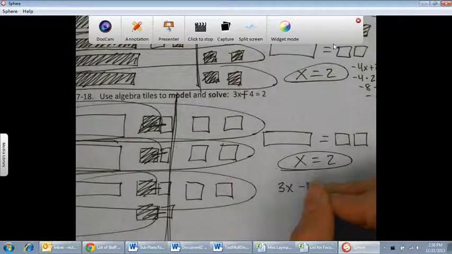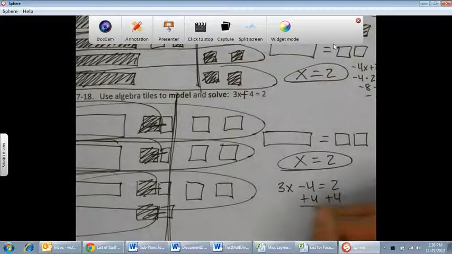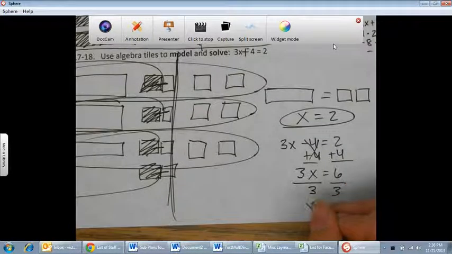3x minus 4 equals 2. If I add 4 to each side, I'm going to get 3x equals 6. I divide by 3 on each side, and x will be equal to 2.